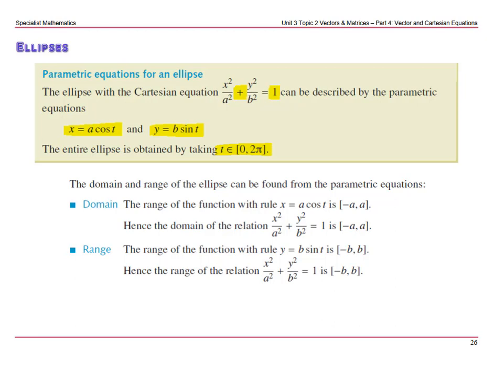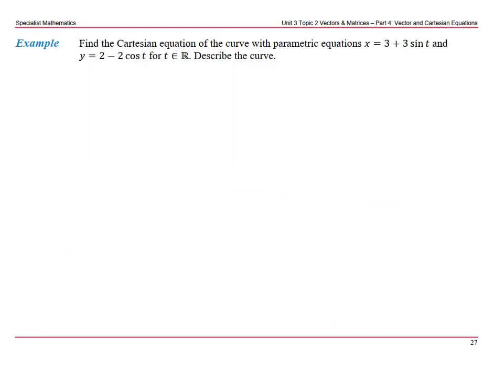So let's look at an example. Find the Cartesian equation of the curve with the parametric equations x equals 3 plus 3 sine t and y equals 2 minus 2 cos t, t is an element of the reals. Describe the curve. So we have x equals 3 plus 3 sine t as equation 1, and y equals 2 minus 2 cos t as equation 2.